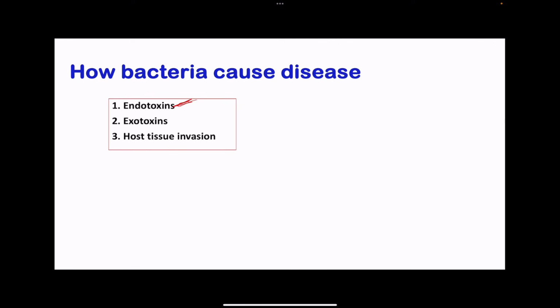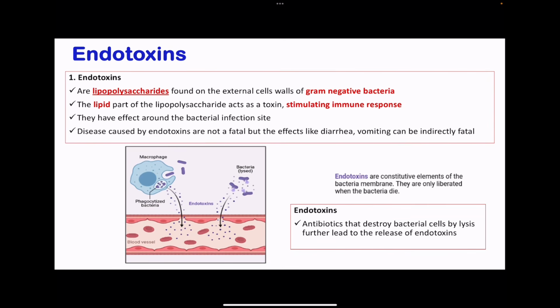Moving on to how bacteria cause disease, we're going to look at endotoxins, exotoxins, and host tissue invasion. Endotoxins are lipopolysaccharides found on the cell walls of gram-negative bacteria. The lipid part of this lipopolysaccharide acts as a toxin, and it triggers an immune response. Usually they have their effects around the bacterial infection site. We can see the endotoxins here.